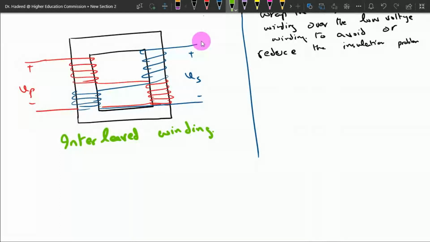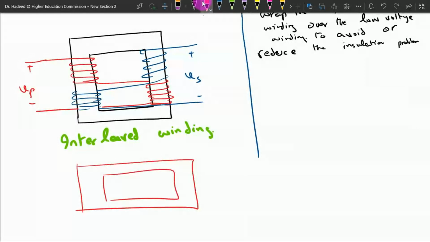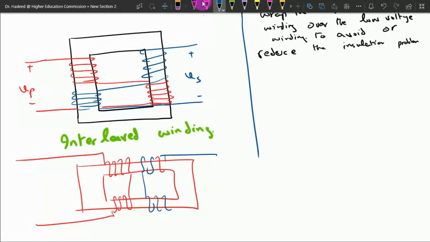And this is a usual thing that is adopted in industry. And in some textbooks, it is shown something like this one. We have it here, and then we have it here. Something like this one. So we can see that in some textbooks it is shown here, where this is Vs and this is Vp.